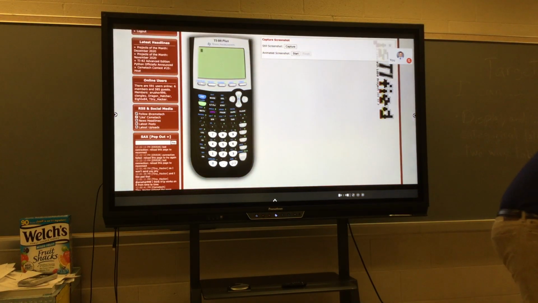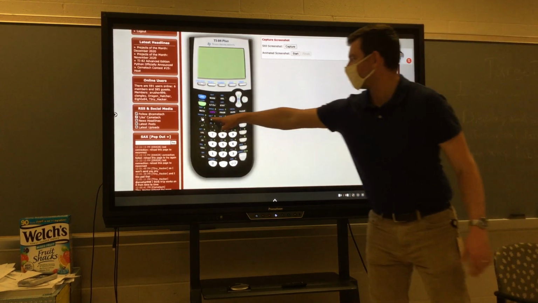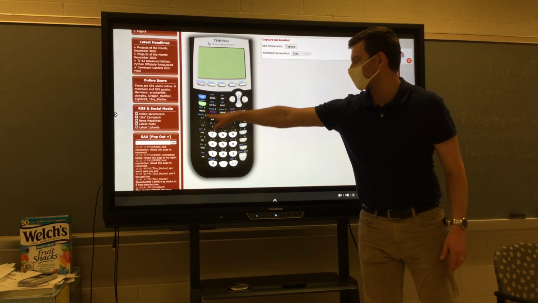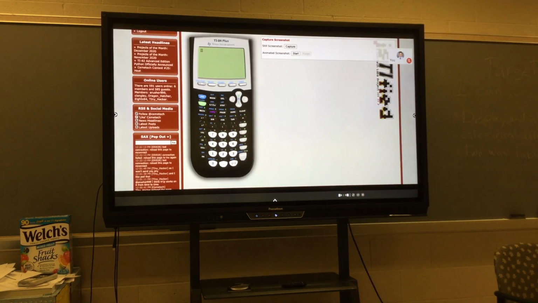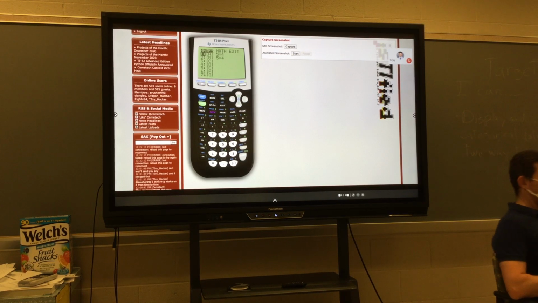Okay, so on the calculator, to bring up the matrices, you're going to press second, and the matrix button is right here. It's that reciprocal button just below map. Make that selection, and bring up this menu.